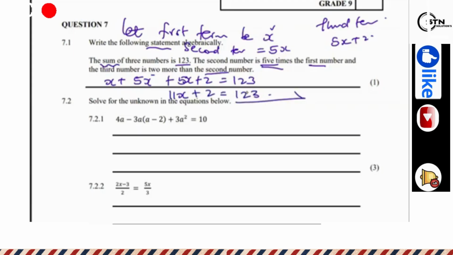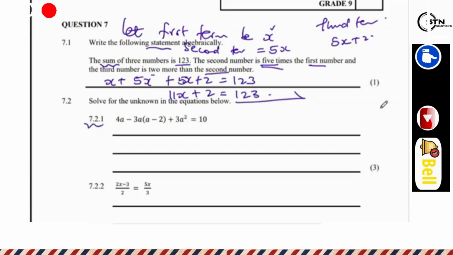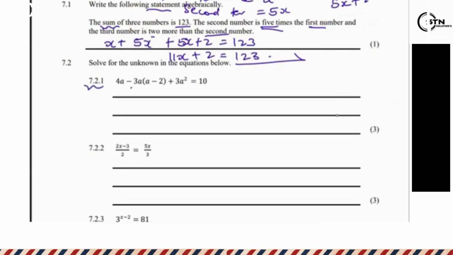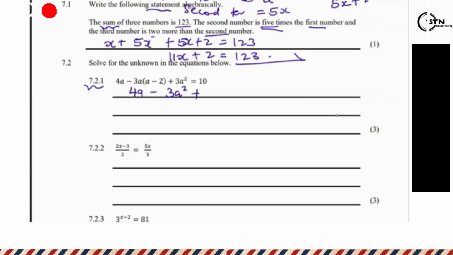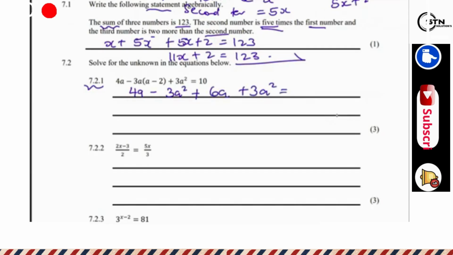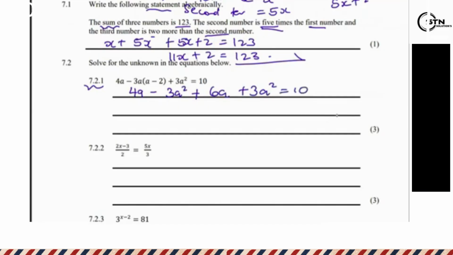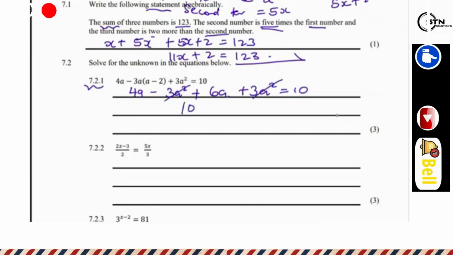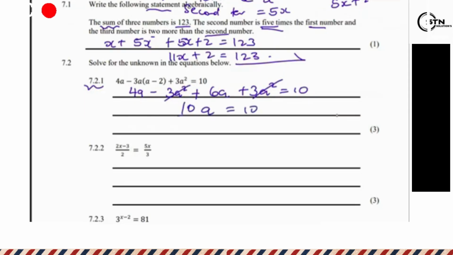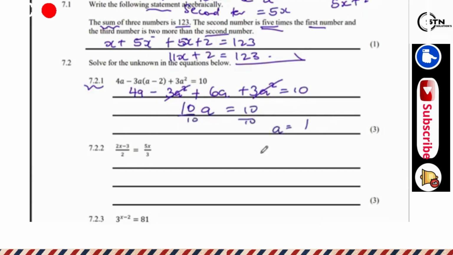All right. Then 7.2.1, they want us to solve these equations. So I'll have a 4a minus 3a squared. Then this is going to be a plus because negative and negative. That's going to be 6a plus 3a squared must give us a 10. So the 3a squared and the other 3a squared, one is negative, one positive, so they cancel out. So we're going to have 10a is equal to 10, divide both sides by 10, meaning that a is 1.